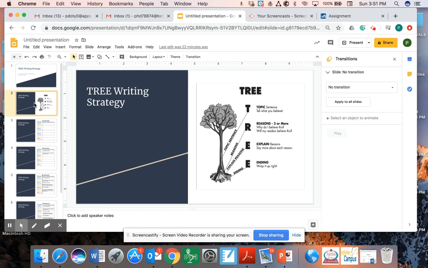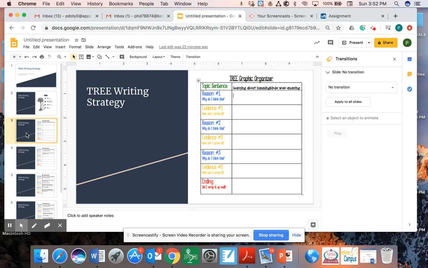I would have this posted in the room on the bulletin board nearby so that they could access it until they were comfortable using it. Actually, we've used something very similar, although I haven't called it TREE. But using the strategy, we might go back to, for instance, some reading that we had just recently done, which is we've just finished a book on hummingbirds.